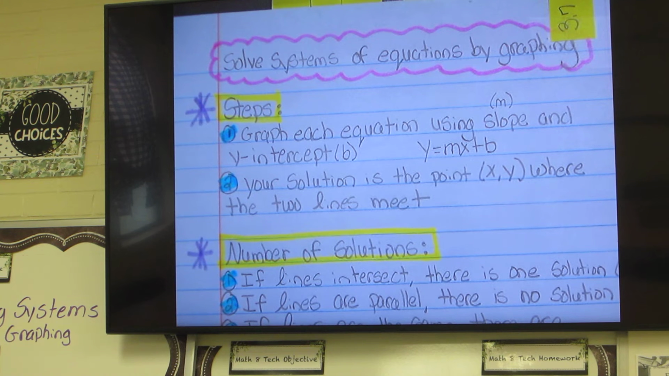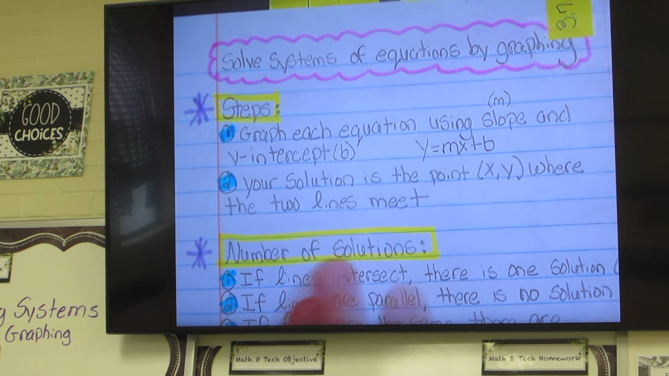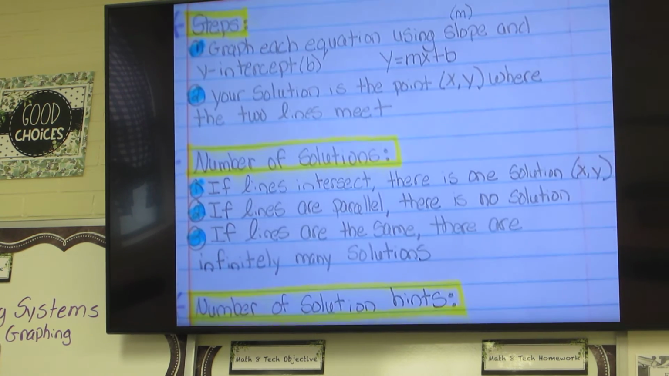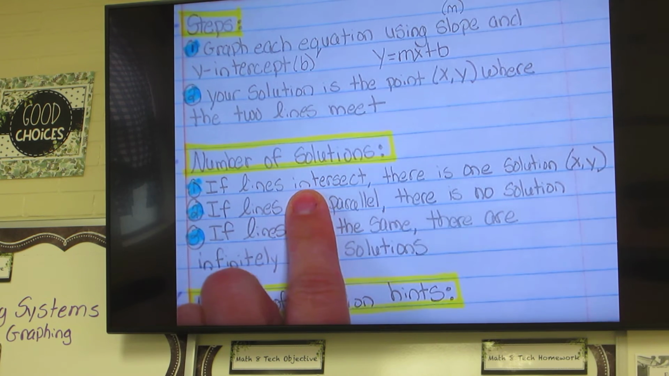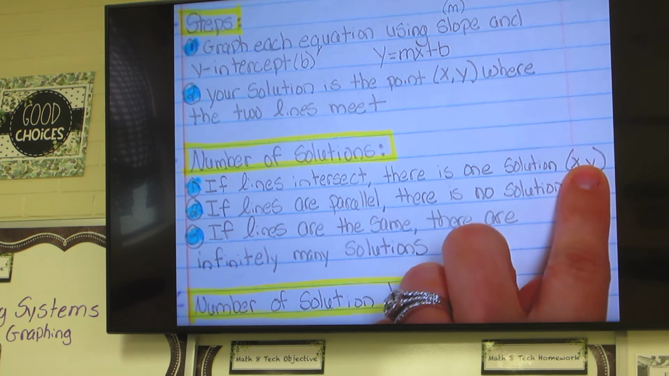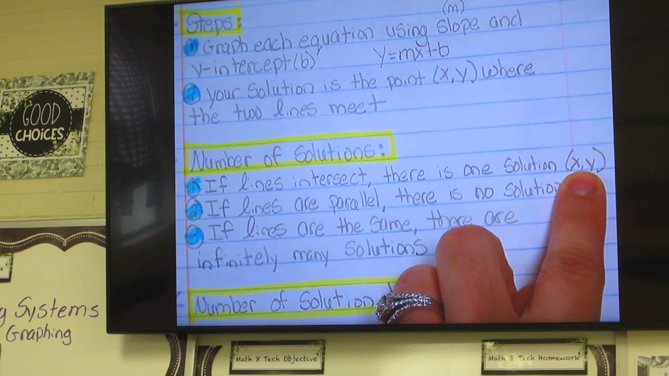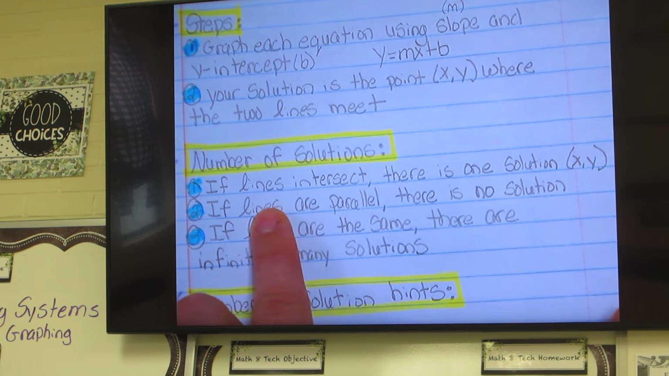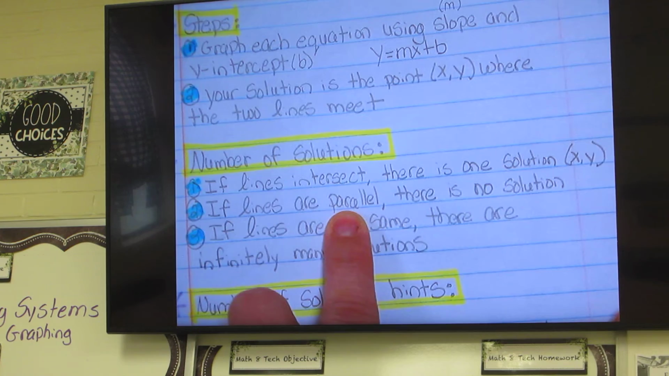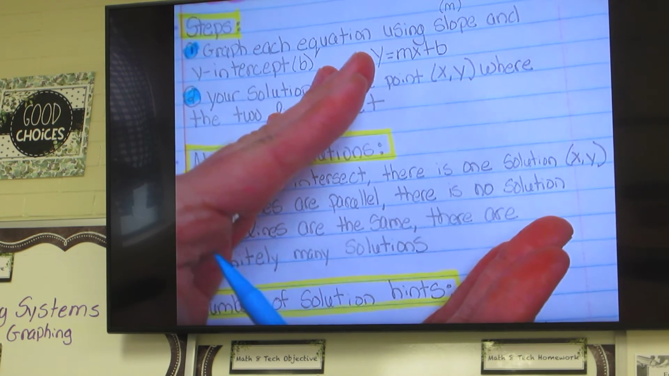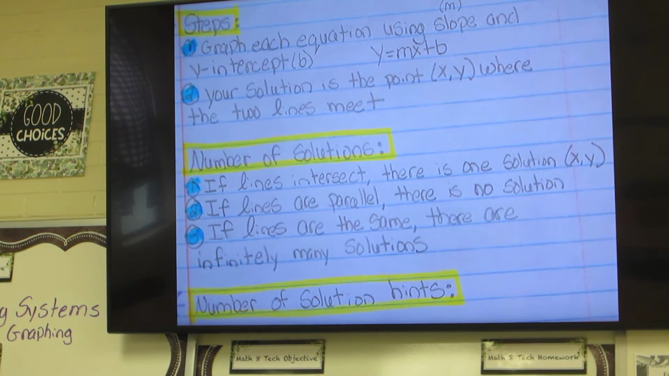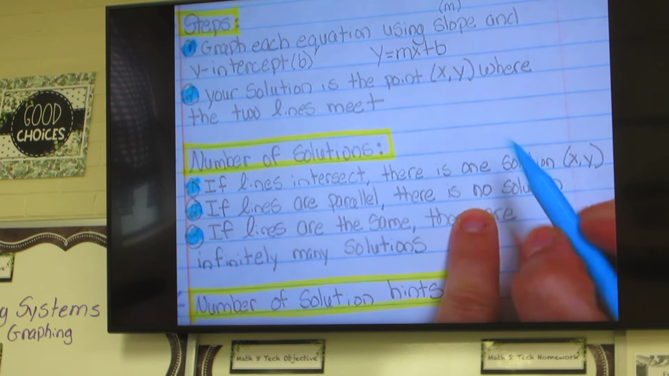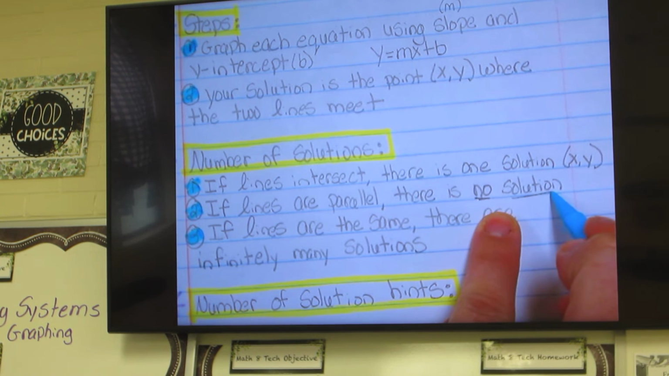Now, here's the problem though. Not all the time are lines going to intersect, because sometimes other things can happen with two lines. So we have this number of solutions idea. If lines do intersect, then there will be one solution, and we have to tell what it is, the x and the y of that point. However, if I graph the two lines and they happen to be parallel, which means side by side, they never cross, then there can't be a solution because there's no intersection point. So my answer would simply be no solution.